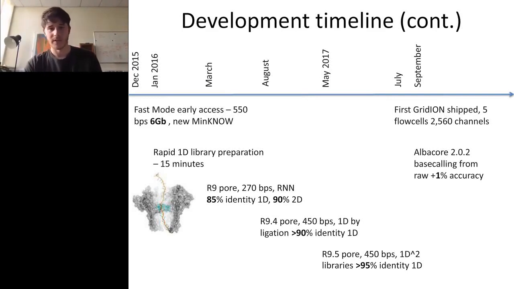One of the big ones was the move to a new pore, which I mentioned before. It's a pore derived from E. coli bacterium, and it replaced an earlier version of the pore, and it was found that it improved the base calling accuracy, so the ability to accurately read off the correct sequence of the DNA strand that's passing through the pore.